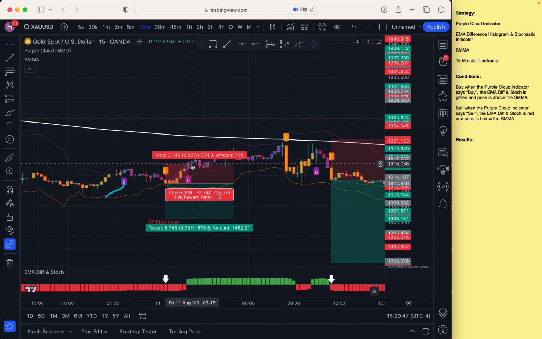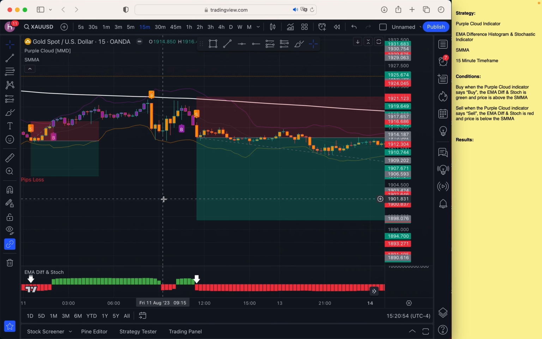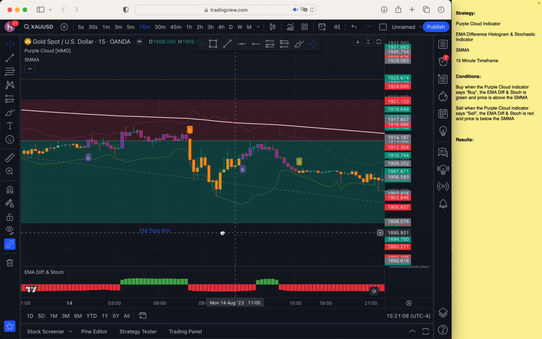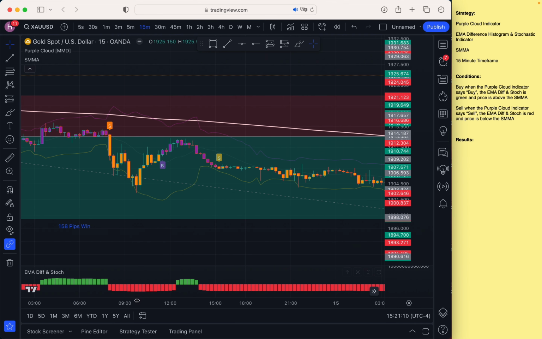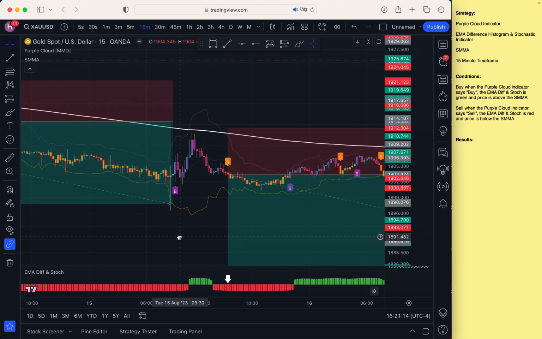But the beauty is our losses are half the size of our wins because we got a 1 to 2 ratio. So these ones we would have ignored. This is green. This one below the smooth moving average. This one we would have taken. Placed our trade when the candle closed. See, we follow it down and resulted in 158 pips as a win.